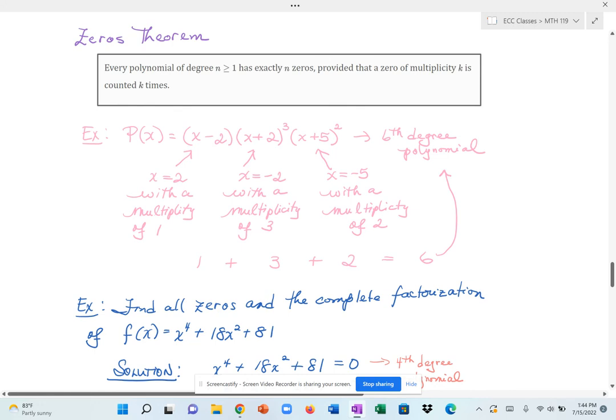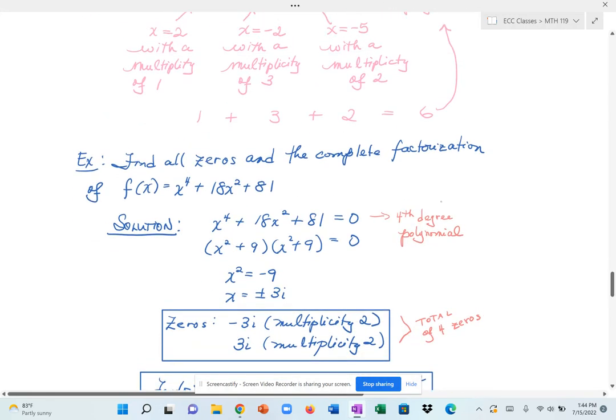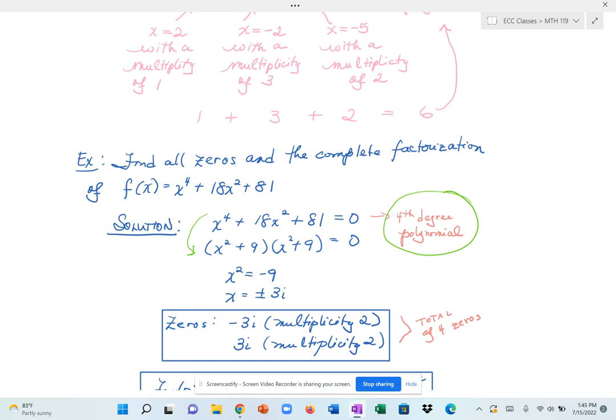multiplicity here. So we want to find all zeros and the complete factorization of f of x equal to x to the fourth plus 18x squared plus 81. This is a 4th-degree polynomial, which means I expect to find 4 zeros. So this one actually is factorable. This factors into x squared plus 9 times x squared plus 9. So these two factors are the same. So you really only have to solve one of them.